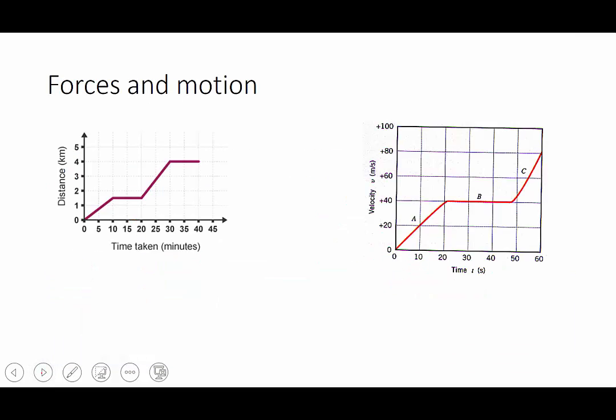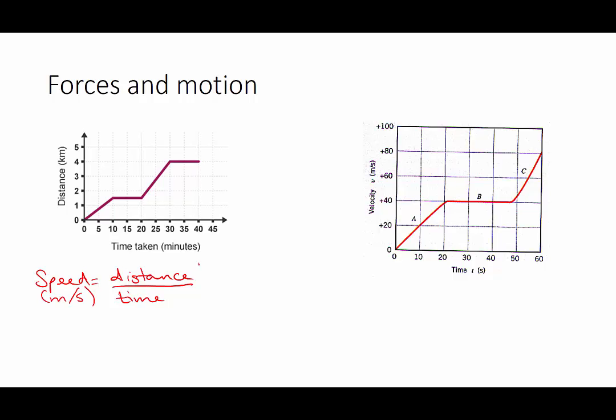If we look at a distance time graph, we can see how we can calculate speed from that. We know that speed is distance divided by time, and speed is measured in meters per second, and distance in meters and time in seconds. If your data gives you any other unit, like on this graph it's given you time in minutes, you need to convert that into the correct unit, so it needs to be converted into seconds in this case.